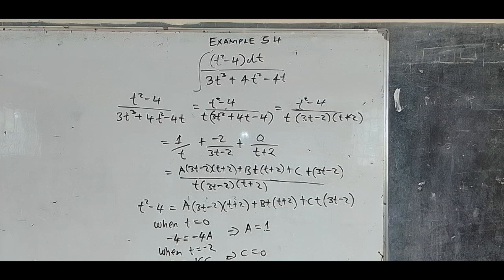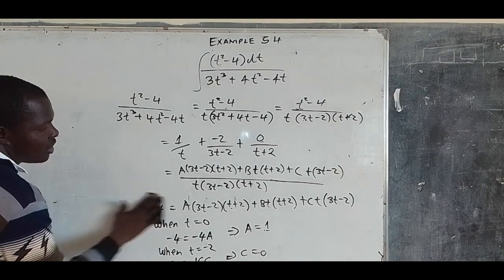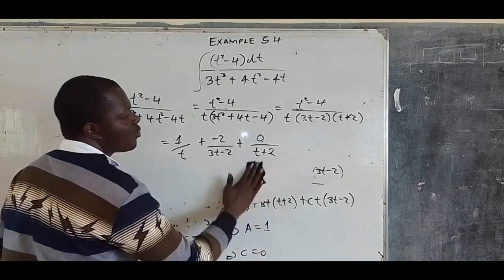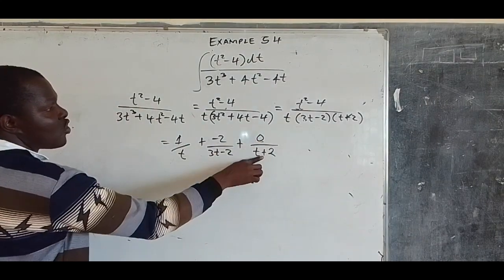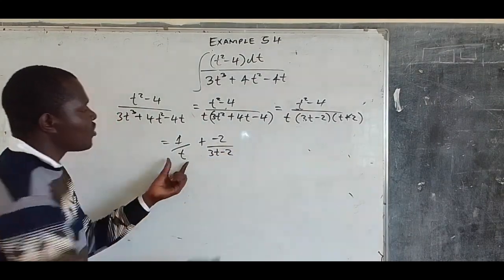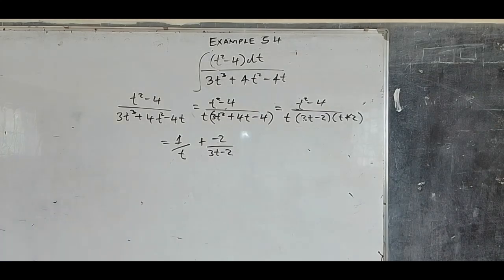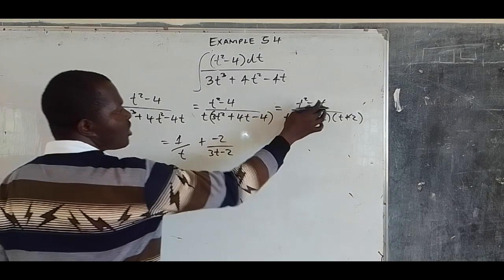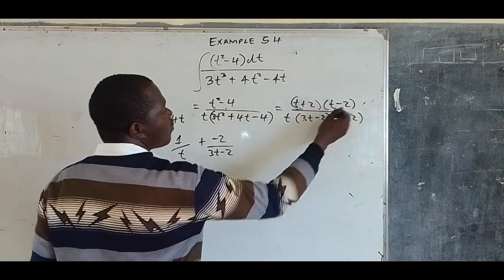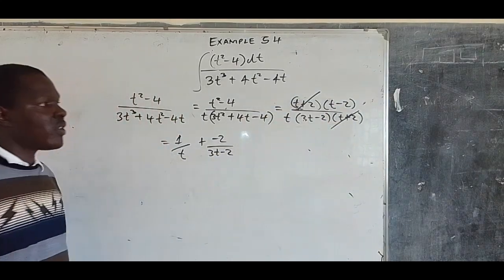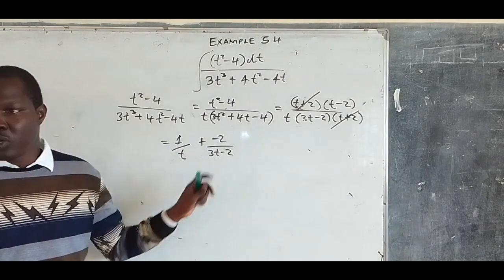Let's proceed. So we've substituted the values of A, B, and C, isn't it? So this is what we've ended up with. This term does not exist, isn't it? So this is what you get when you resolve it into partial fractions. Are we together? Yes. Meaning your T squared minus 4 was going to be T plus 2 into T minus 2, a difference of squares, and this was going to cancel with that. That's why it does not exist. So we only have the 2, isn't it?